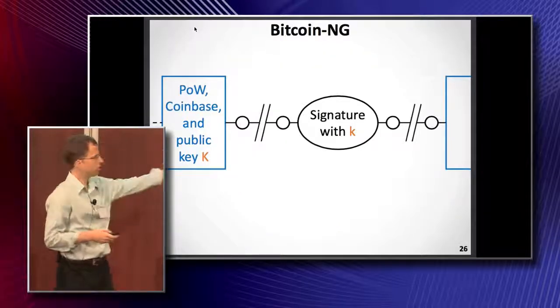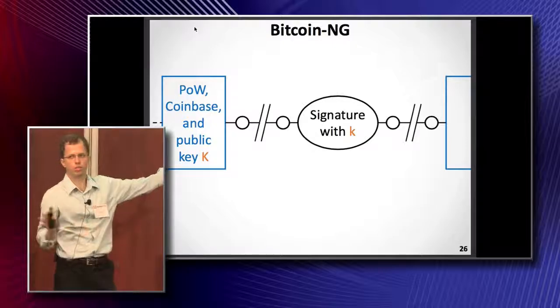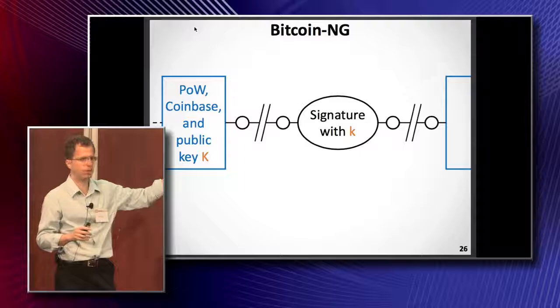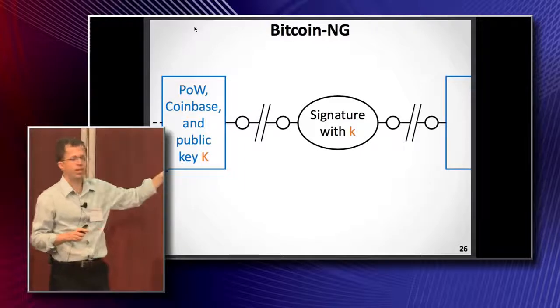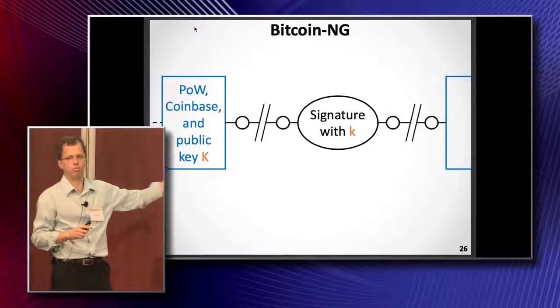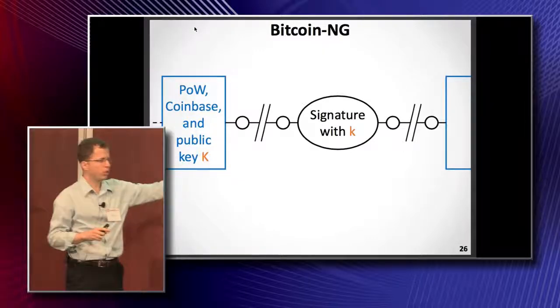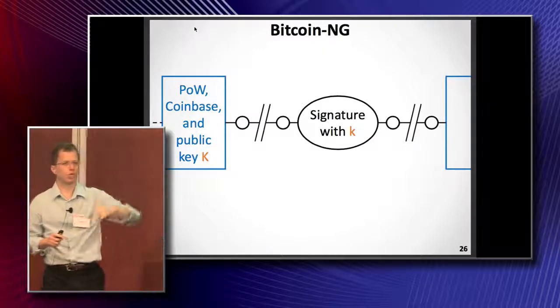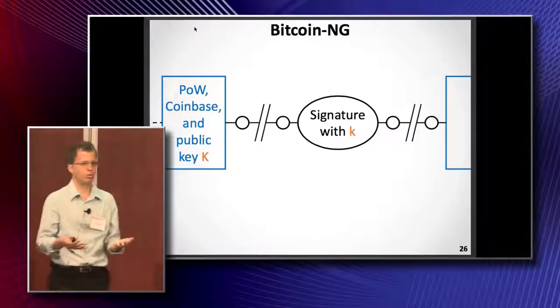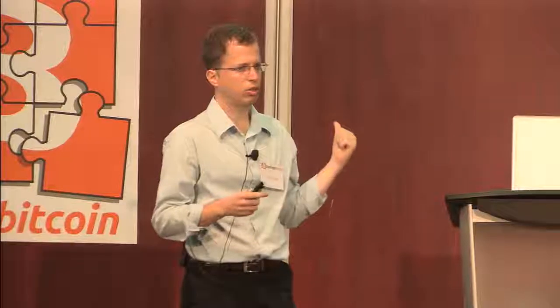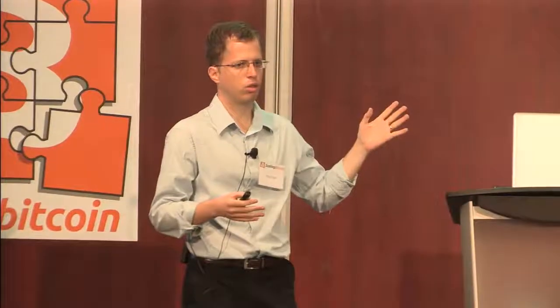So key blocks have the proof of work just the same as Bitcoin, and they have the previous block, which is probably a micro block, just the same as Bitcoin. And they carry a public key K, generated by the miner. Now, every micro block has the actual transactions that this leader wants to introduce, and these are signed with the private key of that leader. So only the leader can generate the micro blocks.